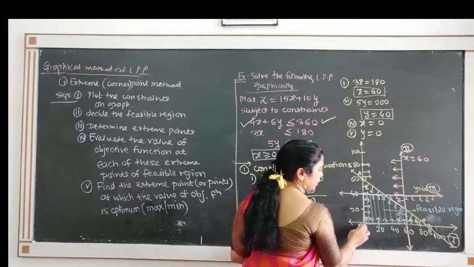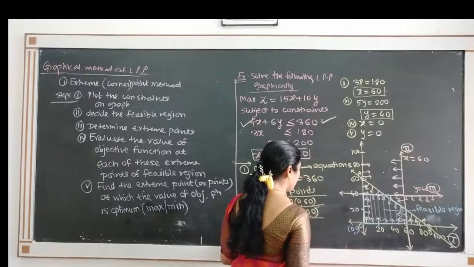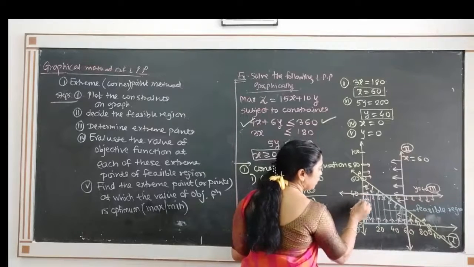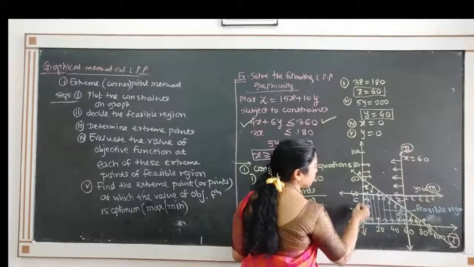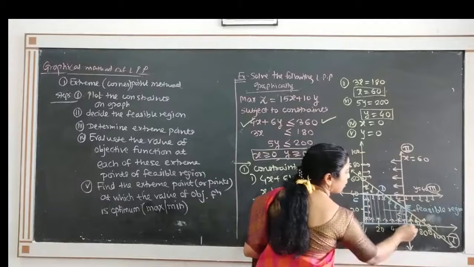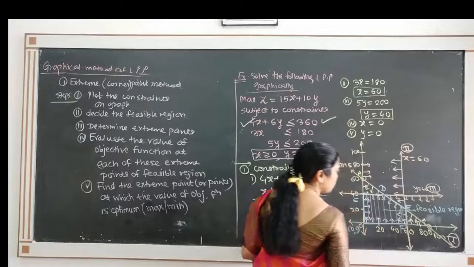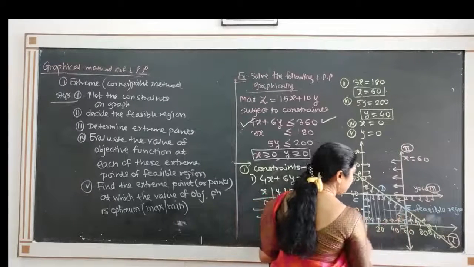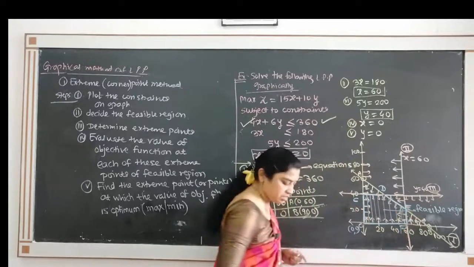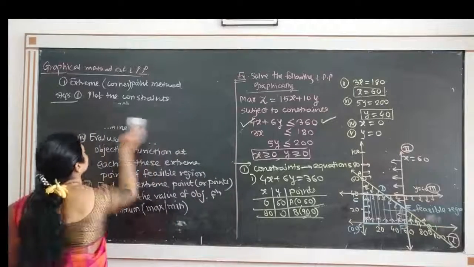I will label the vertices. This is origin, that is O, 0, 0. This point 0, 40, I will label by C, and then D, E and F. So the feasible region is O, C, D, E, F. This is the feasible region.